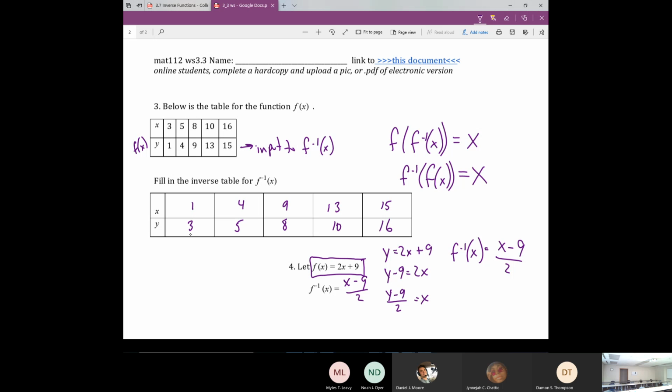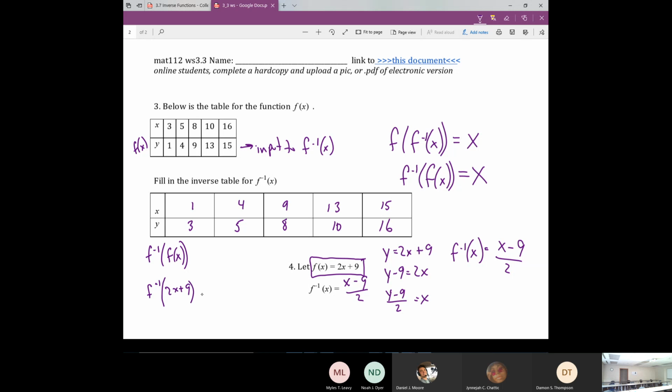Now, just for some practice here, let's see that this will work. Let's figure out f inverse of my function f of x to prove that we got the right f inverse. Okay, so let's take 2x plus 9 and feed it into this function. So I'll do f inverse of 2x plus 9.